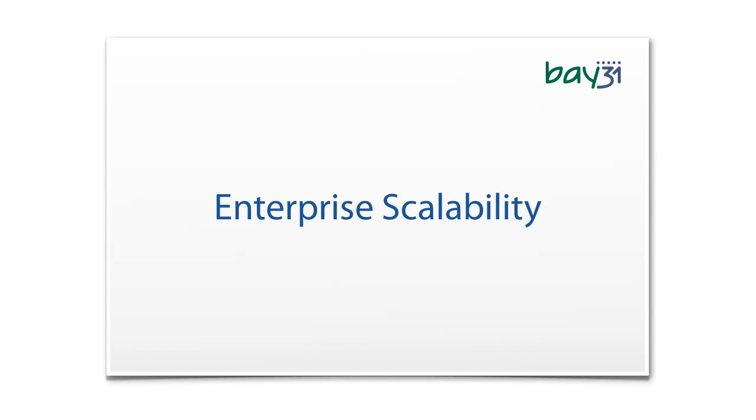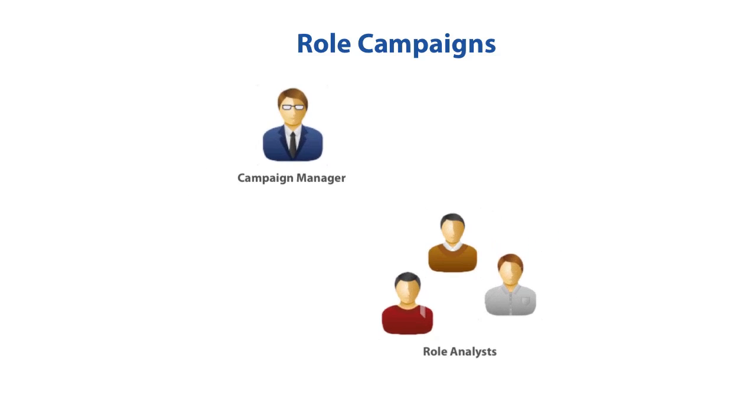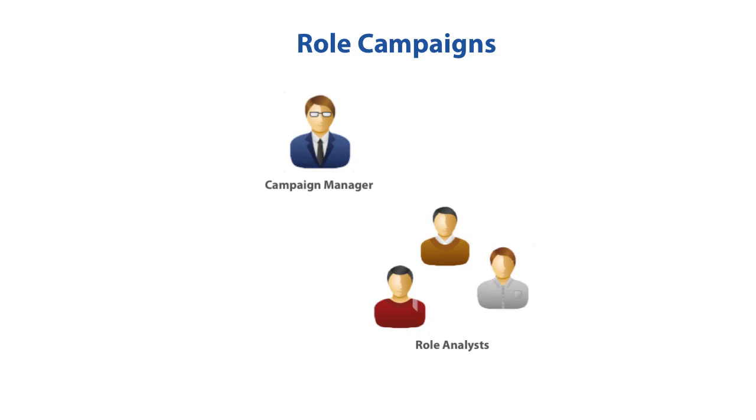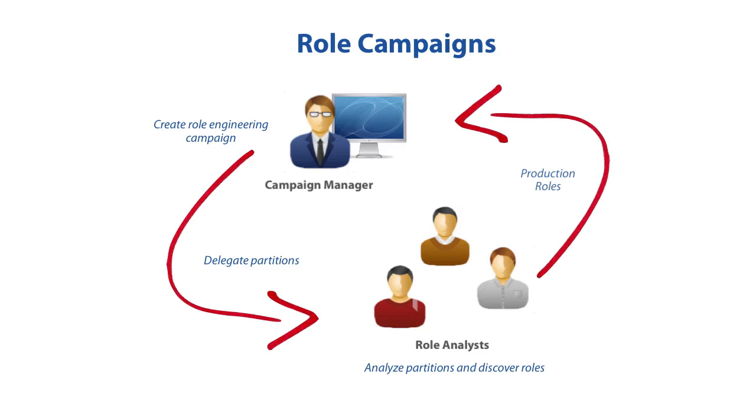Role Designer scales up for large organizations with a collaboration feature called Role Campaigns. A role campaign has two kinds of actors: a campaign manager and a number of role analysts. The campaign manager creates a role engineering campaign and partitions the permission data. The role analysts are assigned partitions and perform the actual analysis. They identify roles in the partitions and pass production roles back to the campaign manager. As the campaign proceeds, the campaign manager can track its progress with Role Designer's dashboard.